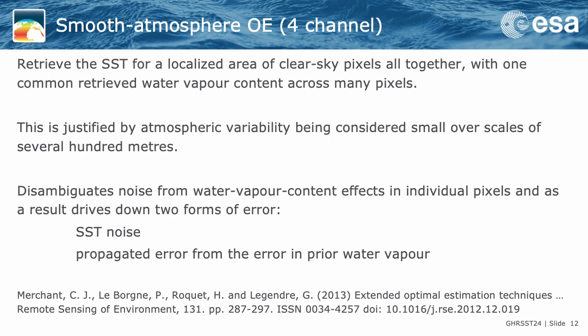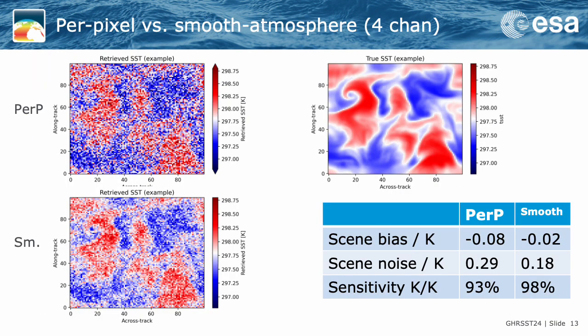The effect of the smooth atmosphere assumption is to disambiguate the noise from the water vapor content effects on SST. And as a result, this drives down two forms of error. It drives down the SST noise, but as I've realized in this study, it also drives down the propagated error from the error in prior water vapor. The improvement from the smooth atmosphere approach is particularly useful, I think, for high resolution SST.